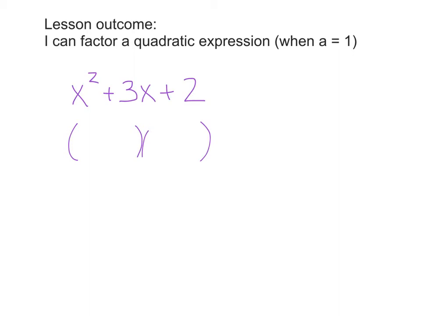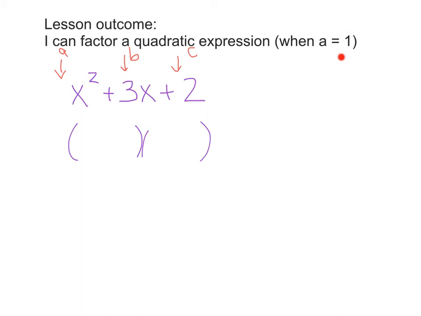So the process is going to be this, and I'm mainly going to talk about the process, and we'll talk about why we do it and why it works in class. First thing I want you to know is that the number or coefficient in front of the x squared term, our leading coefficient, is what we're going to call a. The number in front of x is what we're going to call b. And the number that is the constant, by itself with no variable, is what we're going to call c.